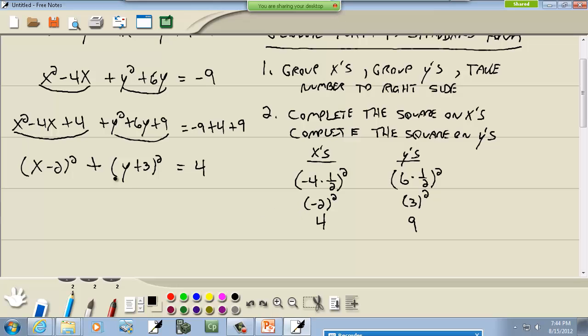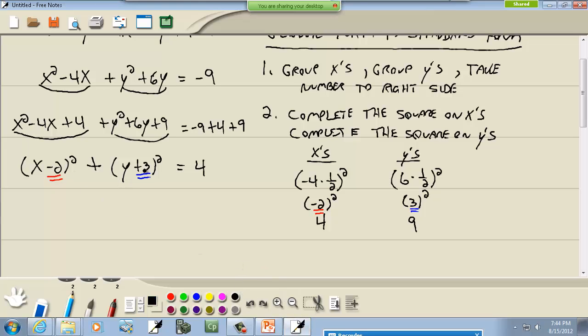Now, I'm not some kind of factoring wizard, though these are pretty easy ones. To factor this, remember you always take the number inside the parentheses right before you square it, sign included, and that's what goes right over here. Same here. I take the number inside the parentheses right before I square it, sign included, and that's what goes right there. So there really is no factoring on that.